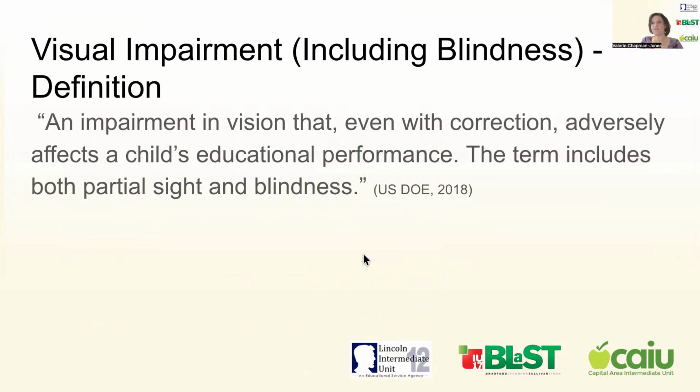The next category is visual impairment, including blindness. Please pause your recording and read over the definition.